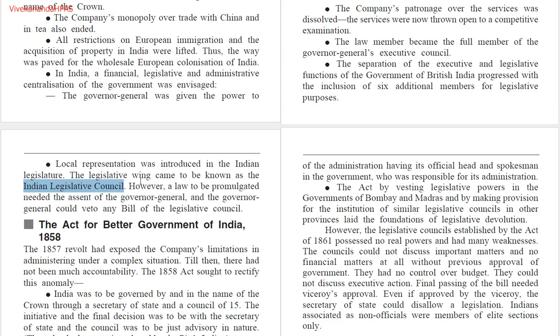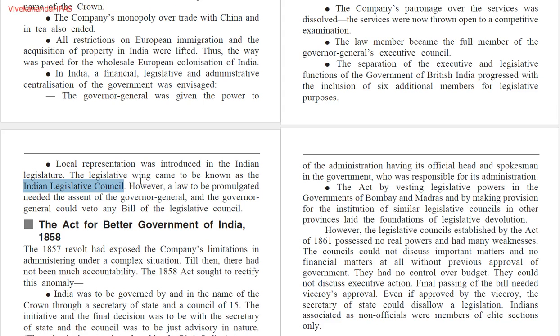Earlier what used to happen? See the situation: the Governor General, nominated by the Crown, where is he sitting? In Britain. The Secretary of State, nominated by the Crown, where is he sitting? In Britain. The Commander in Chief, nominated by the Crown, where is he sitting? In Britain. I hope this is clear. So local representation was given for the first time in 1853, and afterwards there will be some changes coming in the Indian Councils Act of 1861 and the Councils Act of 1892. But I hope you understand up till this point.